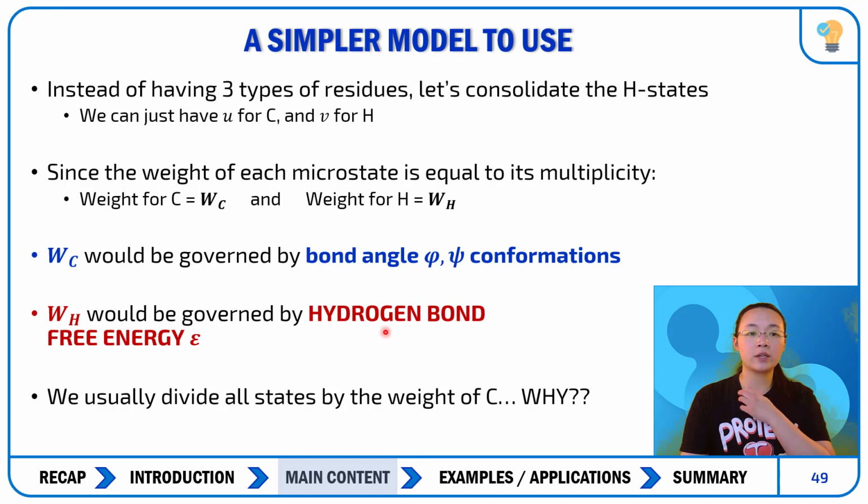Next, when we want to look at the helix state, they're governed by hydrogen bonds because either they have hydrogen bonding neighbors or they don't. And there's also a hydrogen bond free energy, epsilon, which we'll define here, that we can talk about later on in this chapter. The one caveat of all this is that we have to divide all these states by the weight of C. And it would be good to understand why, because it just makes our lives a lot easier.